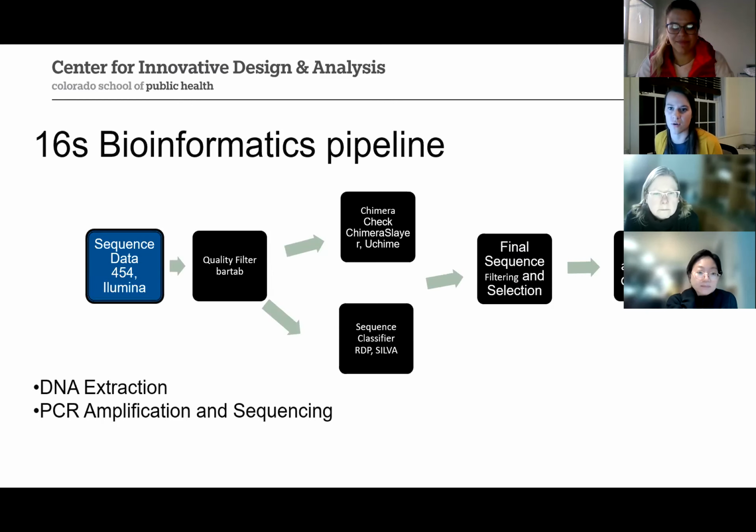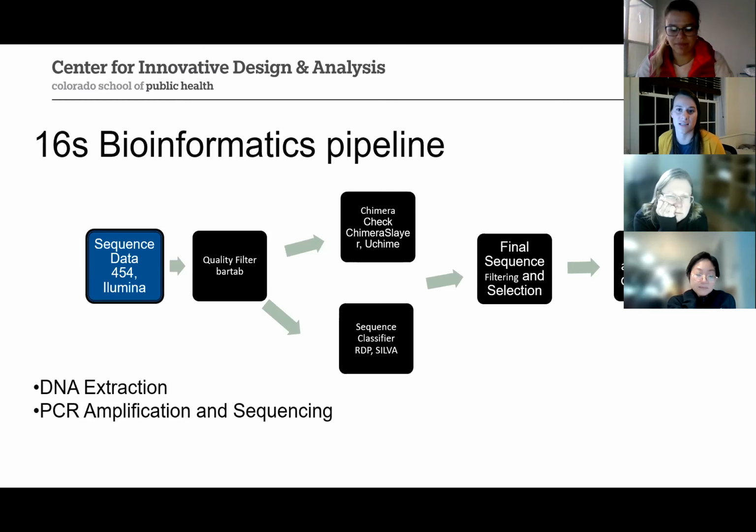This is a general pipeline for the bioinformatics side. One thing to note is that this is a general pipeline and the different software can vary between pipelines. So I'm just explaining the general steps so you can see where bias might be introduced and where some of these decision-making things might come from. We're not going to spend too much time on it. We're going to spend more time on the analytics, but it's good to know how it kind of breaks down.